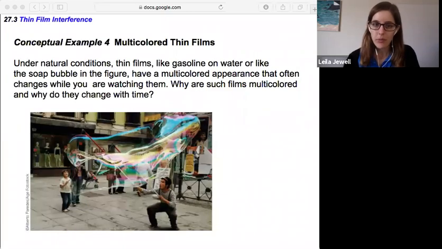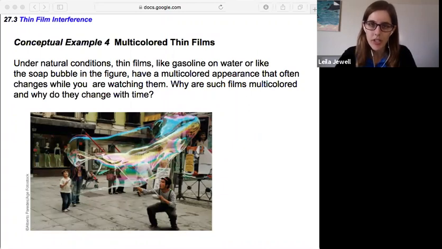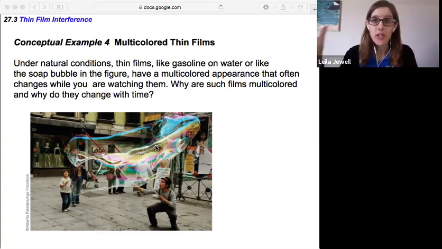Right, so conceptual example, multicolored thin films. Under natural conditions, thin films like gasoline on water or like the soap bubble shown in the figure have this multicolored appearance that often changes while you're watching it. Why are they multicolored and why do they change with time? Well, the key here, like with this soap bubble, is the bubble doesn't have a uniform thickness. Parts of it are thicker or thinner, or even have soap in there to make it thicker or thinner. And that changes with time as the water starts to evaporate, or it can even just be shifting around. And so you see this amazing rainbow effect.